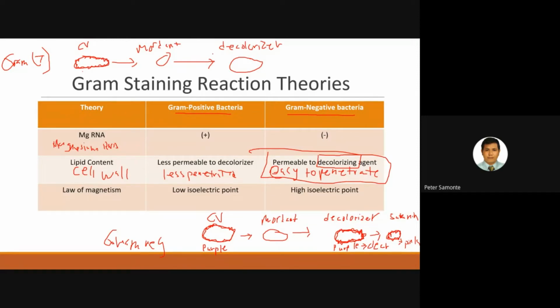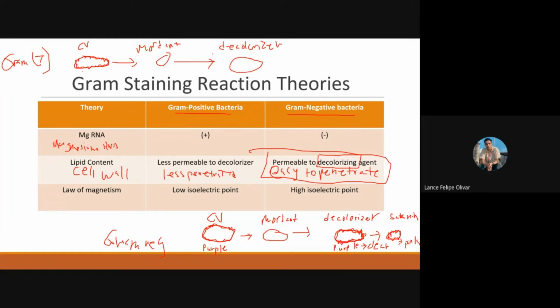This is a gram-positive bacteria. So you've stained it with your crystal violet. You've applied the mordant. Then you would apply the decolorizer. What would happen now to the bacteria, class?